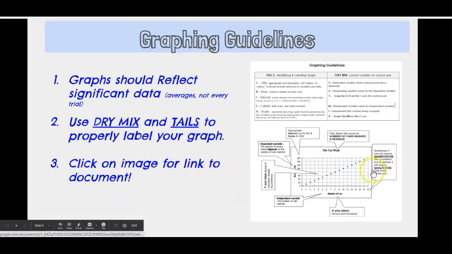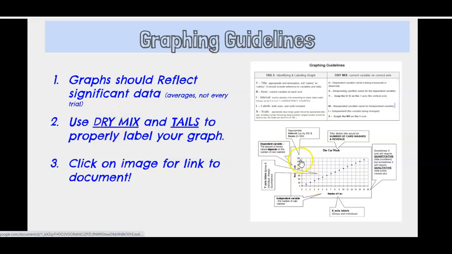All right. So whenever you create a graph, it's important that you label it properly, and that you put the right information on the right axis. So your y-axis is your up and down axis, and your x-axis is your horizontal left and right axis, okay? These things help you to determine where they go. DRY MIX helps to tell you what information goes on what axis. So D is dependent. Some people also call the dependent the responding variable, and that goes on the y-axis.